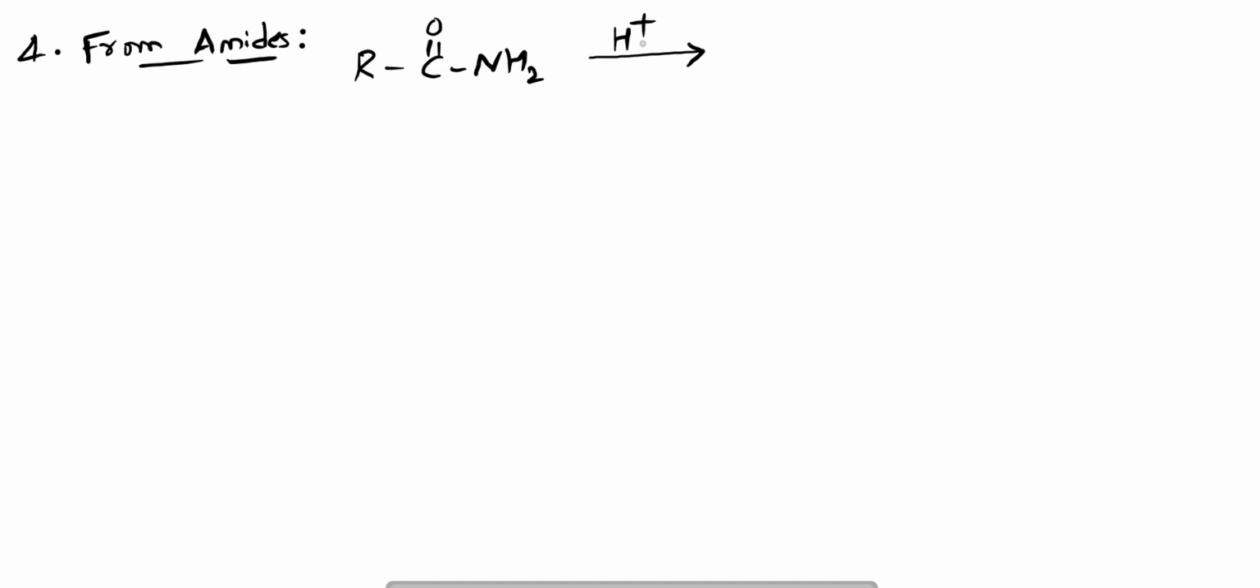From amides. The formula is RCONH2. As we discussed earlier, add any acid with water and heat this, we get carboxylic acid plus ammonia. So with amides it's the same story.